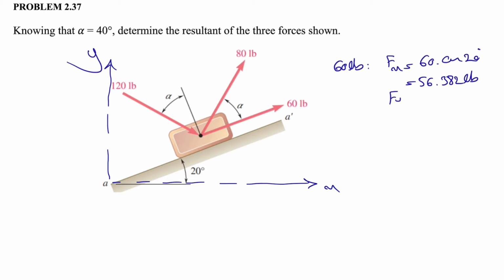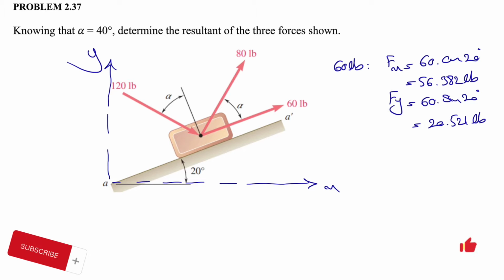I'm going to start with the 60 pound force, and for Fx of this force we will have 60 times cosine of 20 degrees, and it will be positive. This will be our x component, which will be 56.382 pounds. And if we want to find the Fy, we'll have 60 times sine of 20 degrees, and that would give us 20.521. So that was the first force that we have.